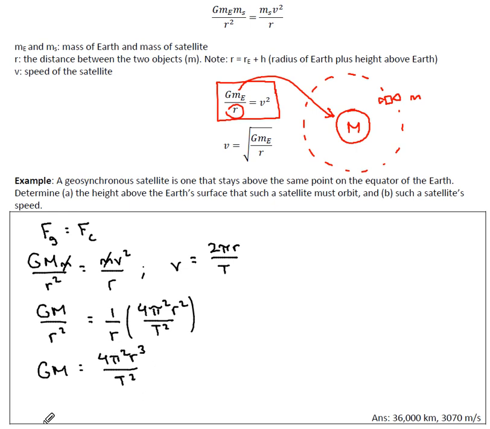So if we rearrange for r cubed, we get GM T squared over 4 pi squared. Now this is a matter of plugging in our values, and we'll have to end up cube rooting it. In my calculator, I like to actually do the to the power of 1 over 3. So remember, a number to the power of a third is the same as saying the cube root of a number.